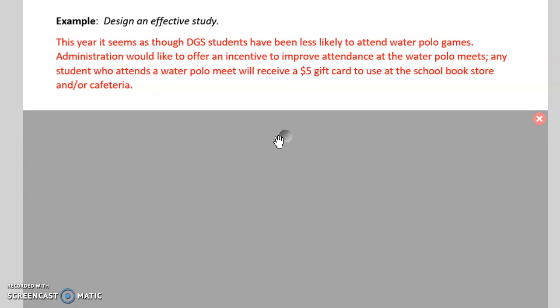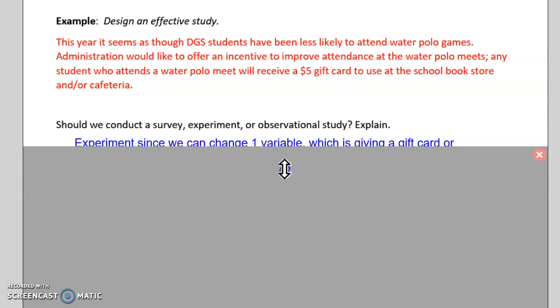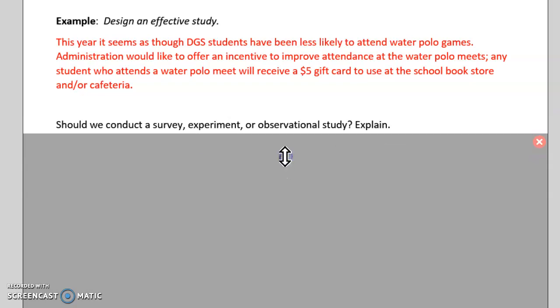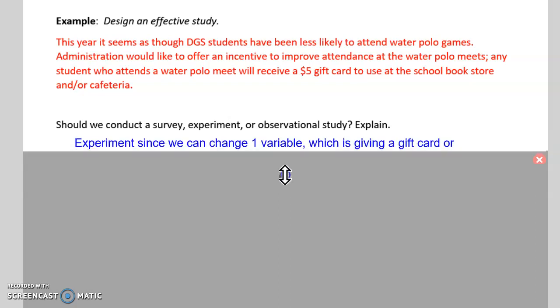This year, it seems as though DGS students have been less likely to attend water polo games. Administration would like to give some type of incentive to improve the attendance at these meets. Students who attend water polo meets will get a $5 gift card that can be used at the school bookstore or cafeteria. So what should we do? Should we do a survey, an experiment, or an observational study?